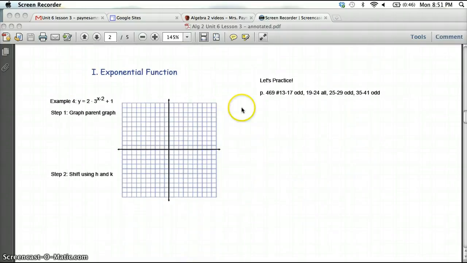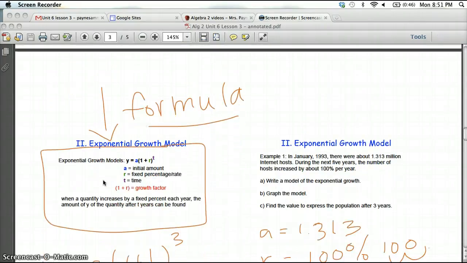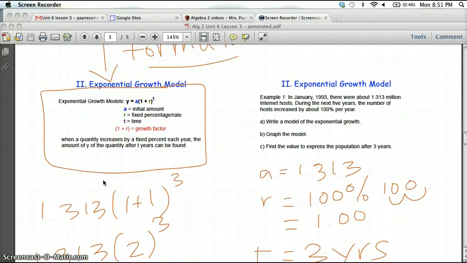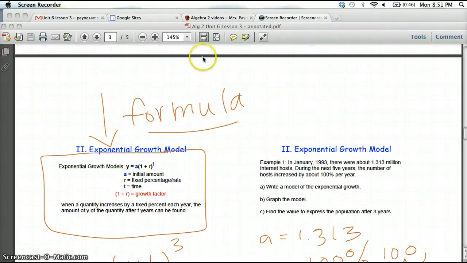So you're going to go ahead and do example 4 on your own. Now we're going to talk about the exponential growth model, and we have to use this formula. That's why I put formula right here in big bold letters, because you're going to use the formula. So y equals a times 1 plus r to the t. Now, it tells you here, a is your initial amount, r is your fixed percentage rate, and t is your time.